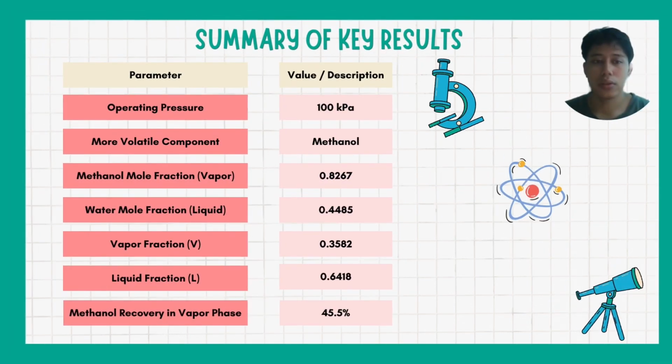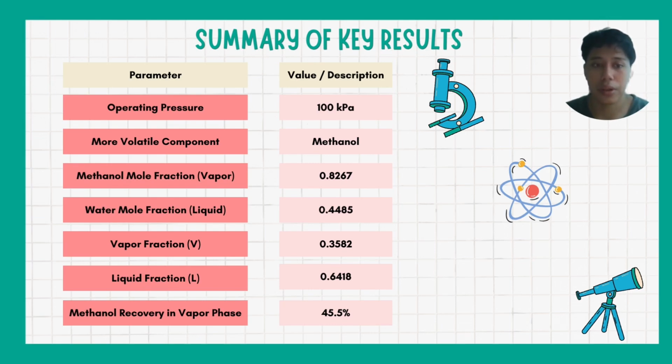To conclude, we start with the summary of key results. The flash separation of the methanol-water mixture at 100 kPa successfully demonstrated the principles of vapor-liquid equilibrium. Methanol, being the more volatile component, was enriched in the vapor phase with a mole fraction of 0.267, where the water mole fraction of the liquid was 0.4485. The vapor and the liquid fractions were 0.3582 and 0.6418 respectively, which indicate partial vaporization of the feed. The recovery of the methanol in the vapor stream was approximately 45.5%, confirming the separator's capability to shift the product compositions through thermodynamic equilibrium.